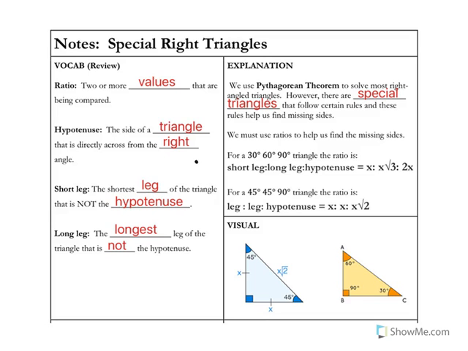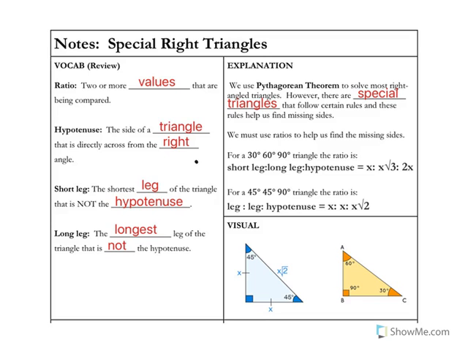Nothing very new. Ratio, something you learned about a while ago, is basically two or more values that are being compared in a certain order and with a certain relationship. Hypotenuse, we just learned about in the last unit, the side of a triangle that is directly across from the right angle. A short leg, okay, so that's kind of self-explanatory.